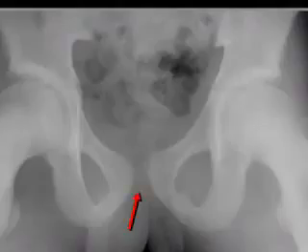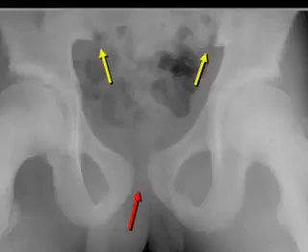This is an example of a sprung pelvis. You can see that there is marked widening of the symphysis pubis, the red arrow, and both sacroiliac joints, the yellow arrows, are widened.